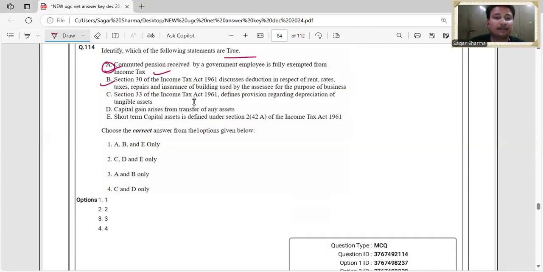Section 33 of the Income Tax Act defines provisions regarding depreciation. No. Capital gain arising from transfer of any assets. No, there are some exceptions. Short-term capital asset is defined under Section 2(42A) of the Income Tax Act 1961. Yes, this is correct. So A, B, E only is the correct answer.